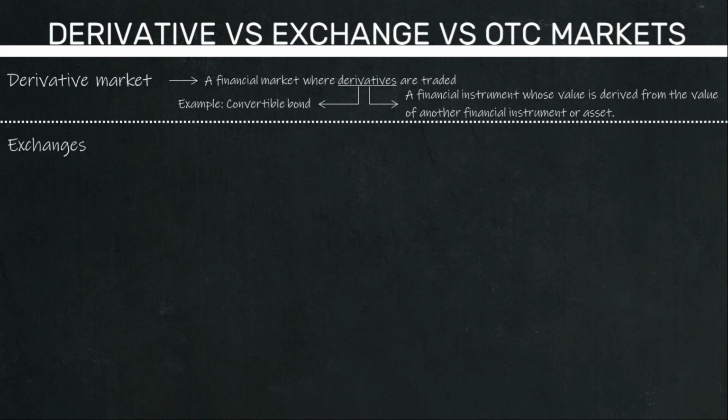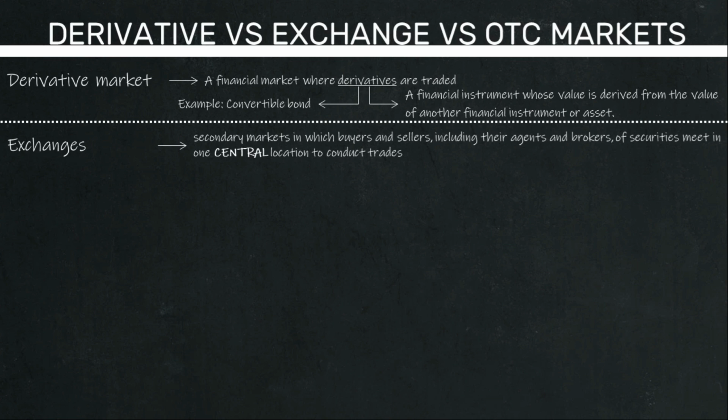Let's now talk about the concept of exchanges. In finance, exchanges are secondary markets in which buyers and sellers, including their agents and brokers of securities, meet in one central location to conduct trades. What you need to keep in mind is that exchanges are an organized market to trade particular financial instruments. That is why we have what we call a stock exchange. It is an organized market governed by regulations that facilitate the trading of stocks.